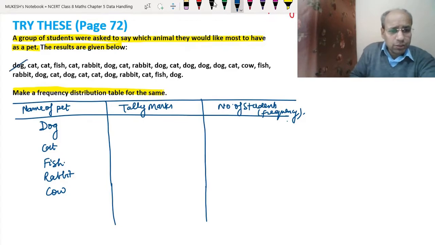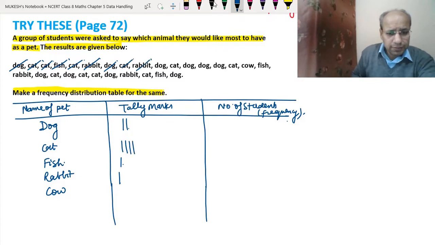First we have the dog, so we will draw one line here. Then we have the cat, we will draw one line here. Then we have the cat again, so we will draw one more line in front of cat. Then we have the fish, one line here. Then cat again, one line here. Then rabbit, one line here. Then dog, one line in front of dog. Then cat, one line in front of cat. Then rabbit, one line in front of rabbit. Then dog, one line in front of dog.